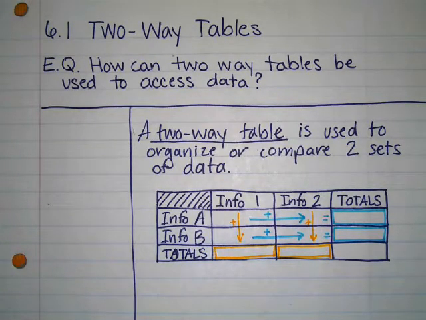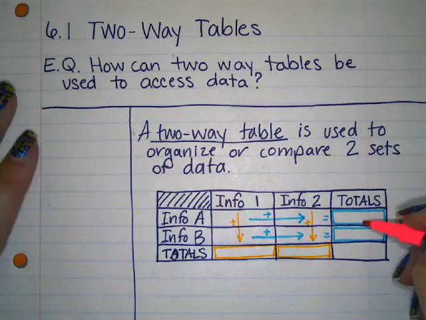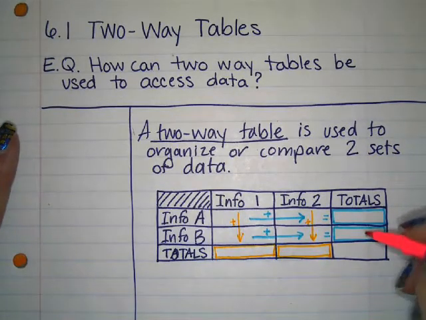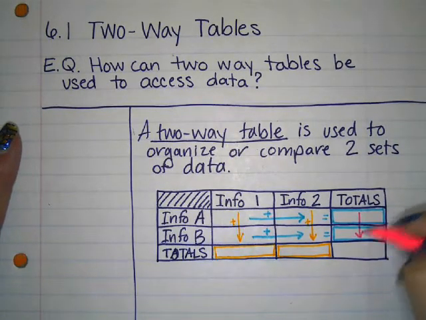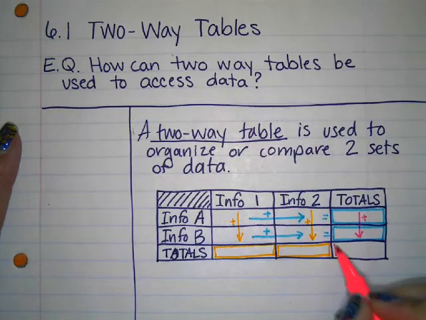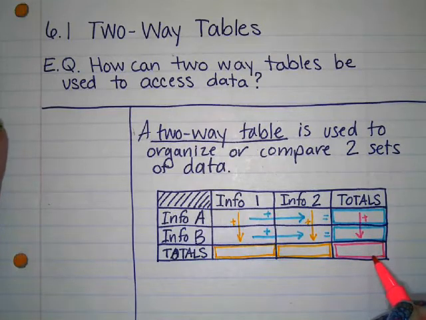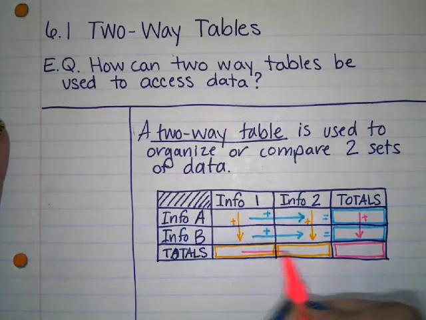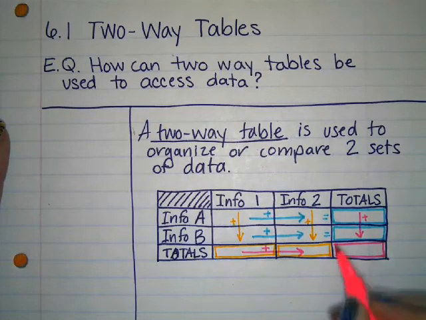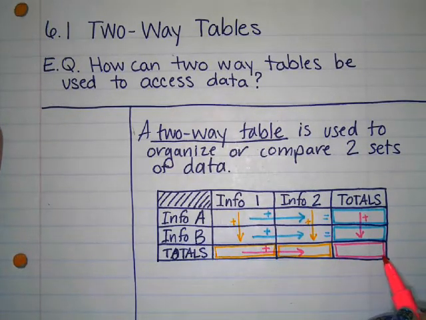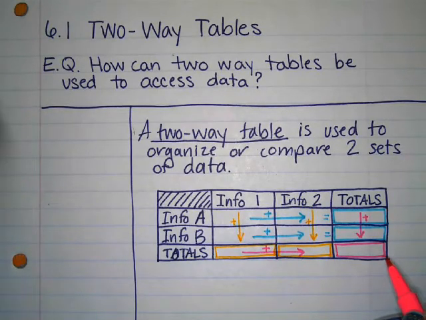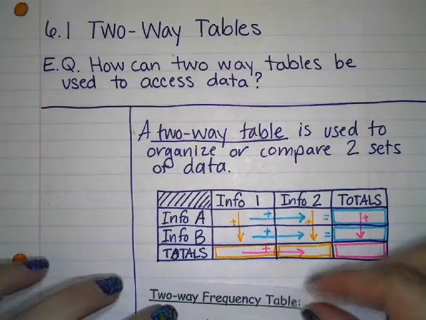Another aspect that is unique about two-way tables is the totals themselves. If I take these 2 totals and add them up going downward, it's going to give me the entire amount of people that were surveyed to get all of this information. Same thing going left to right. If I add that up, it's going to give me the same total here. So even if you don't have all of the pieces to the table, you can figure out the totals by subtracting. So let's look at an example that I have here.